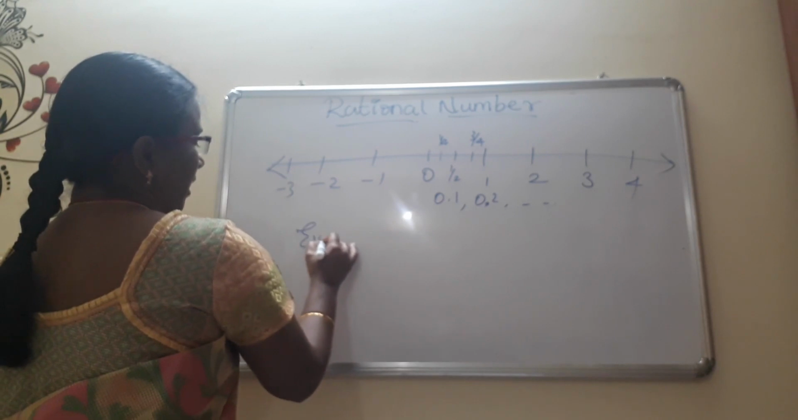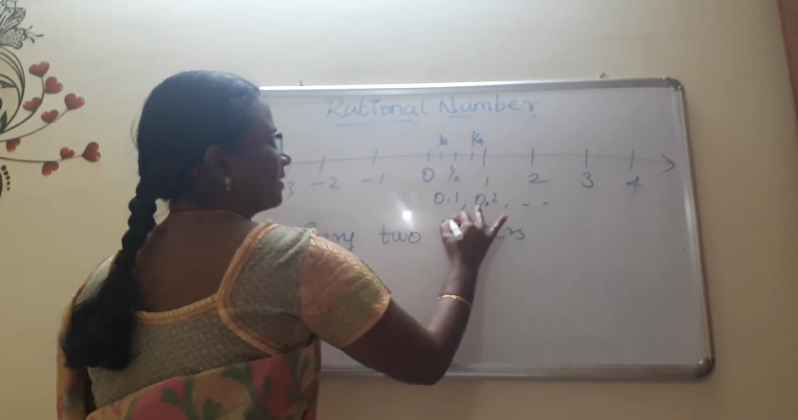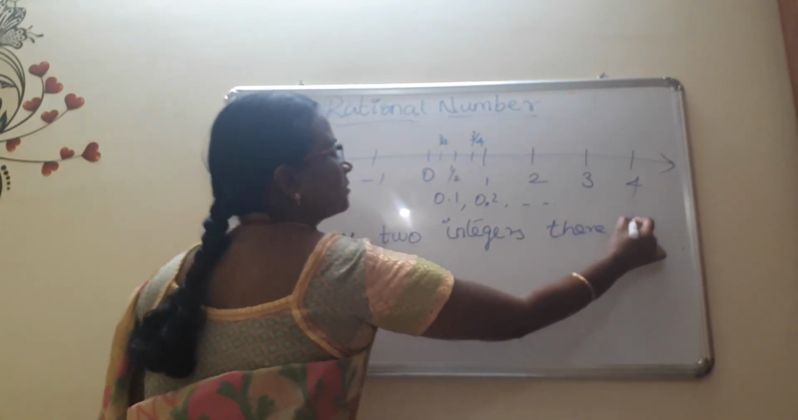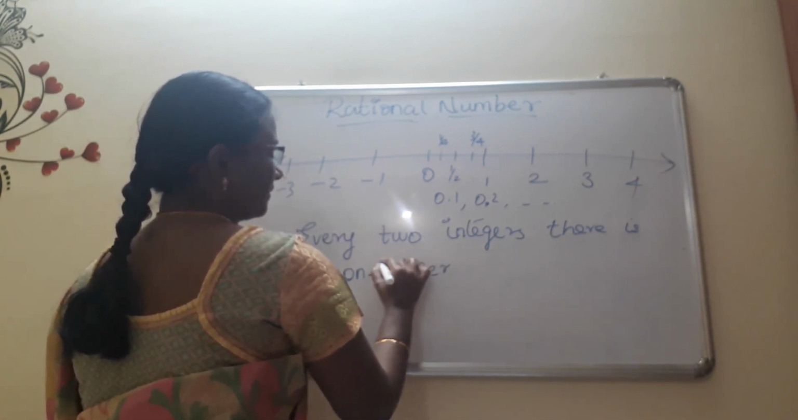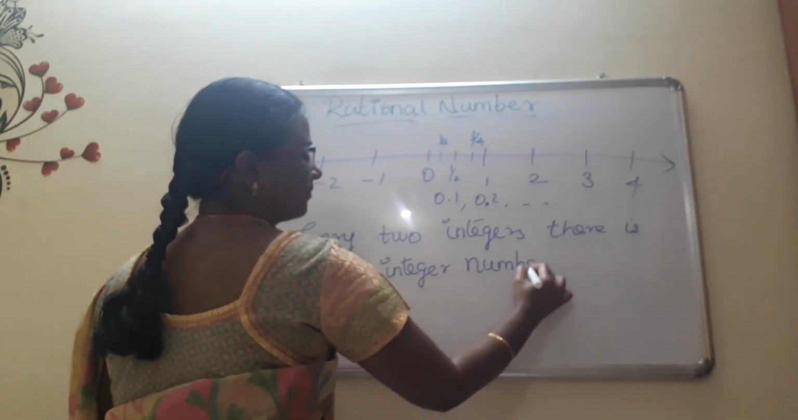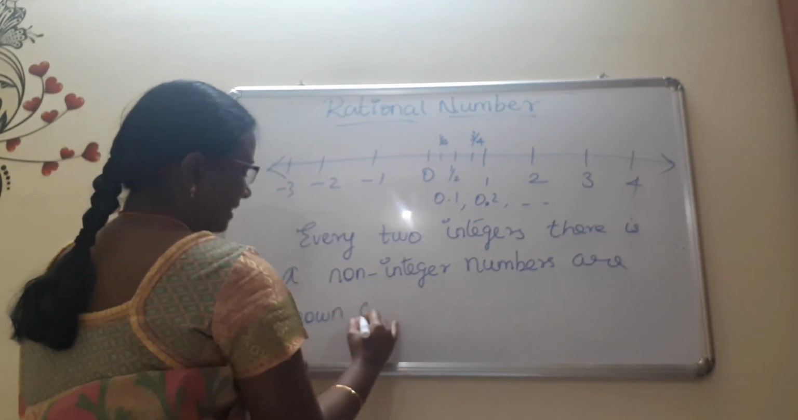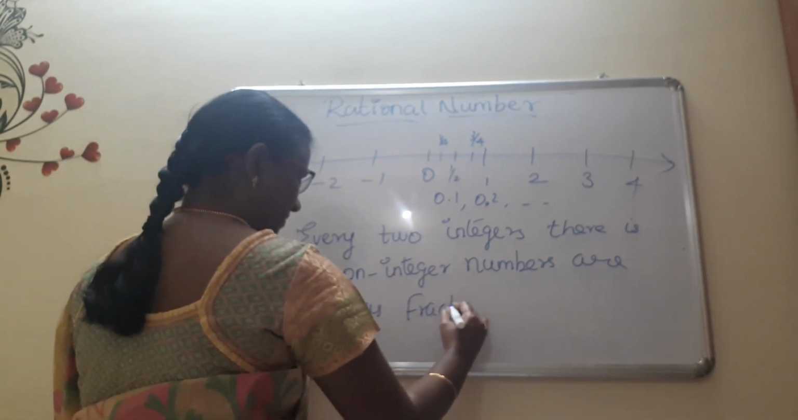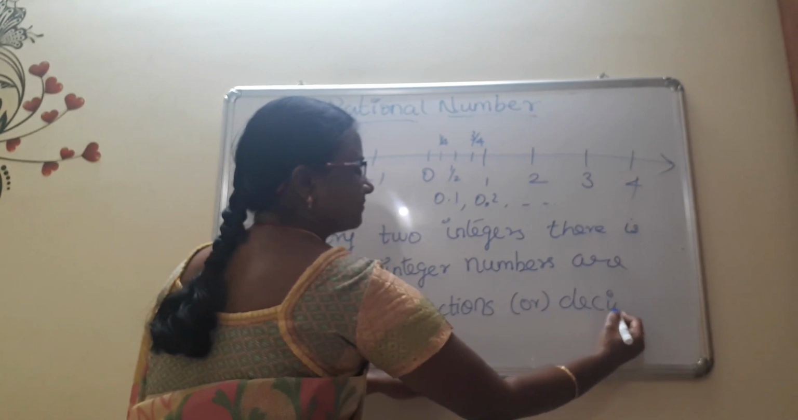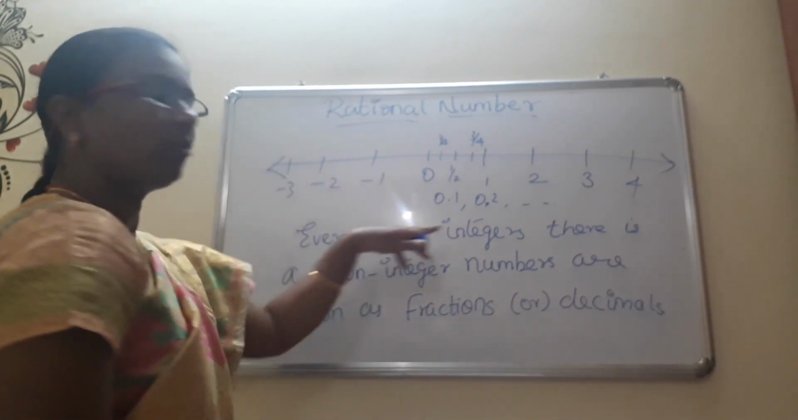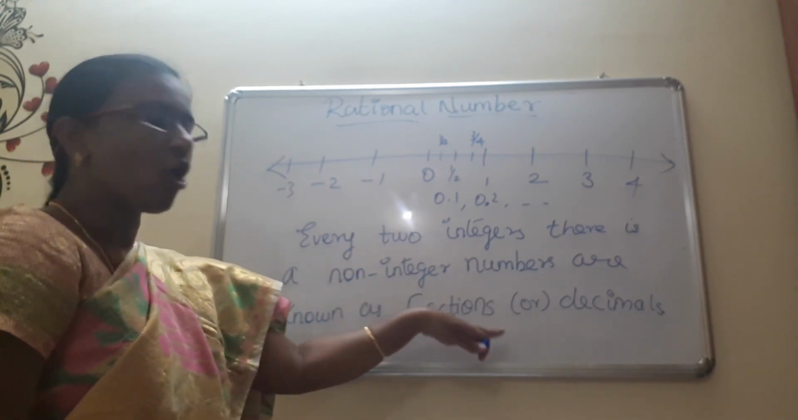Between every two integers, there are non-integer numbers known as fractions or decimals. Once again, I repeat this. Between every two integers, there are non-integer numbers known as fractions or decimals.